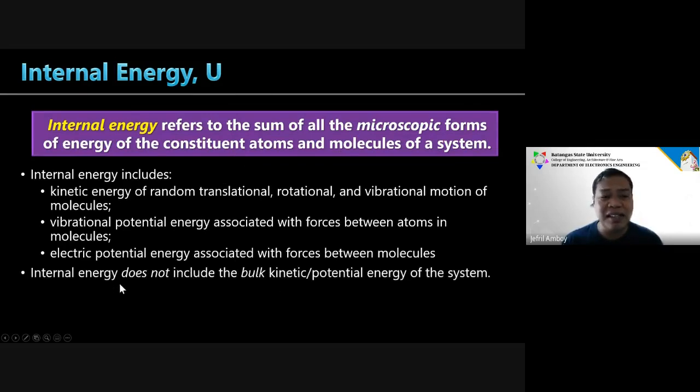However, the internal energy does not include the bulk, kinetic, or potential energy of the system. What do you mean by the word bulk here? Does not include the bulk, meaning that its potential energy as a whole, no? For example, an object has a potential energy because it is elevated from the ground. Gravitational potential energy. That is not included, no? Because that is the potential energy of the system itself. Okay? The bulk potential energy. And if an object moves, it acquires a velocity. So that kinetic energy is not included here. Why? Because again, this internal energy only involves microscopic forms of energy. Is this clear? Yes po.